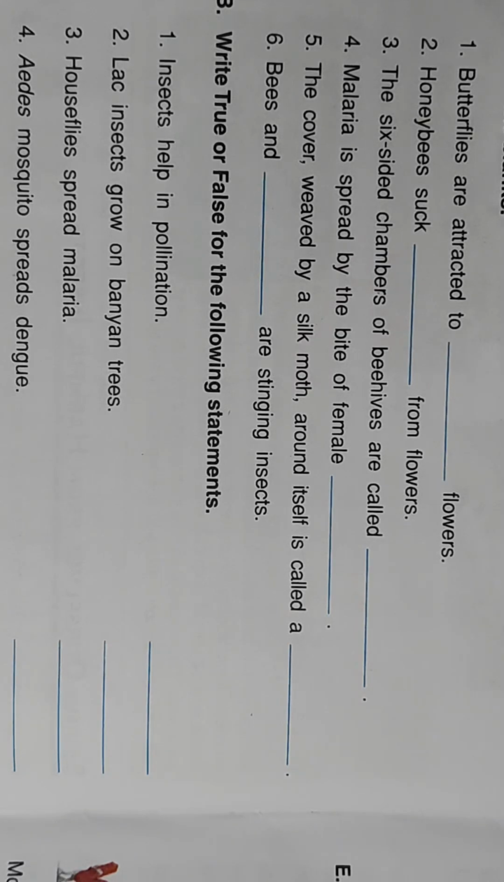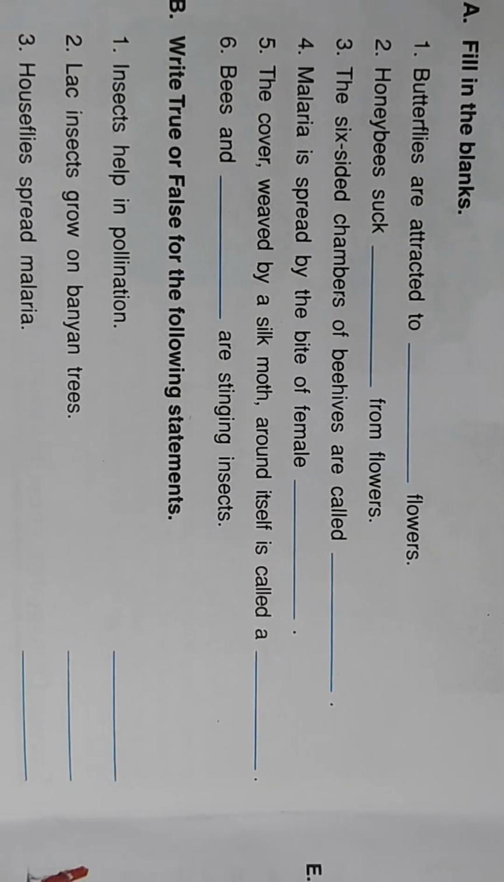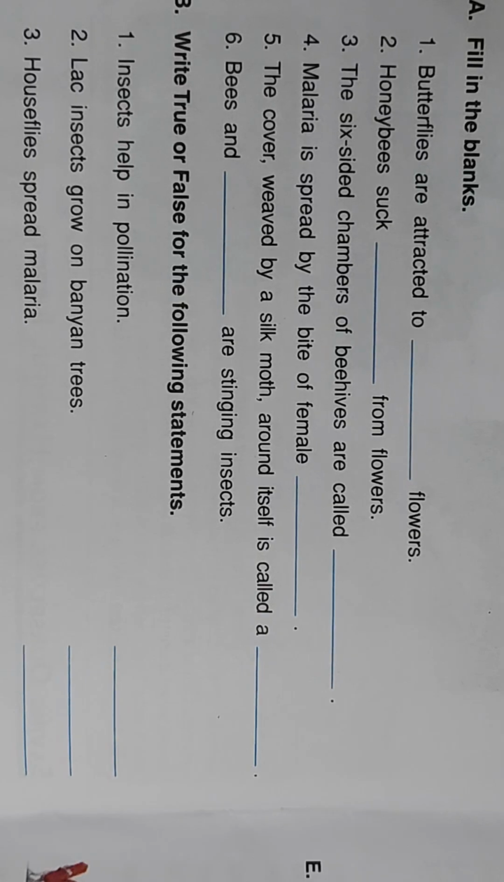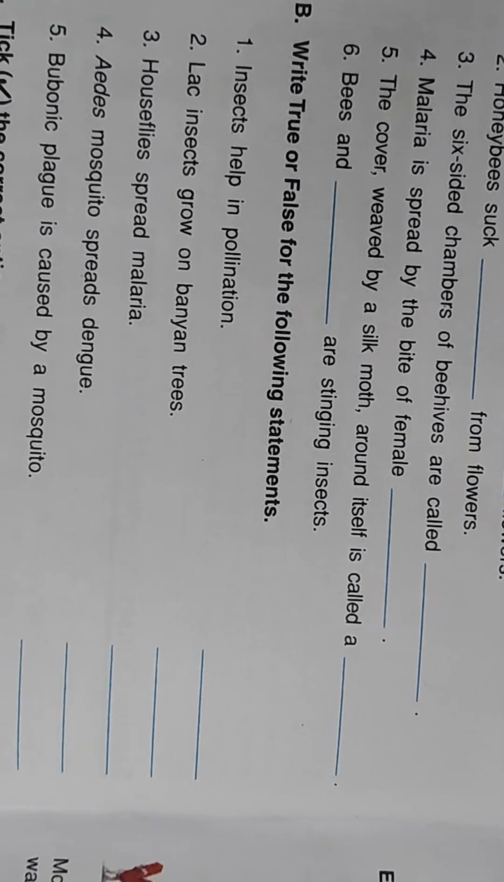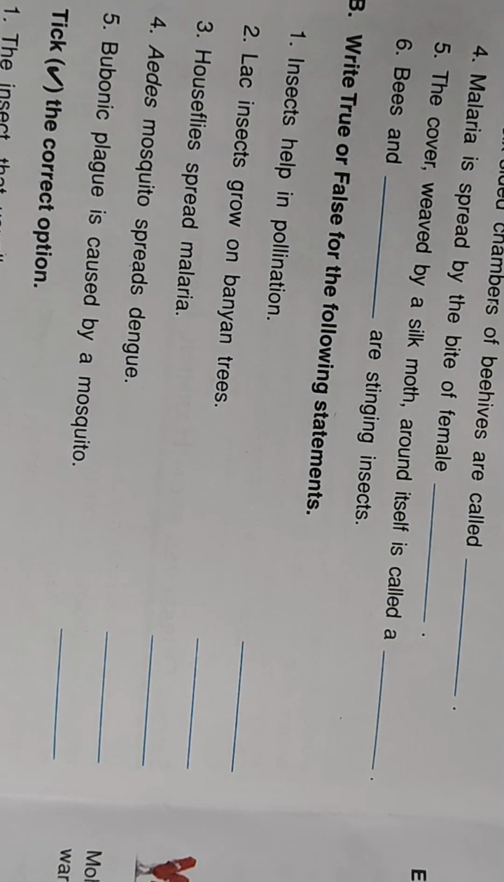Lice like insects grow on banyan trees. True. Houseflies spread malaria. False. Aedes mosquito spreads dengue. True. Bubonic plague is caused by a mosquito. False.